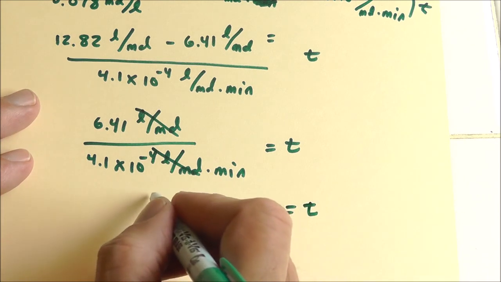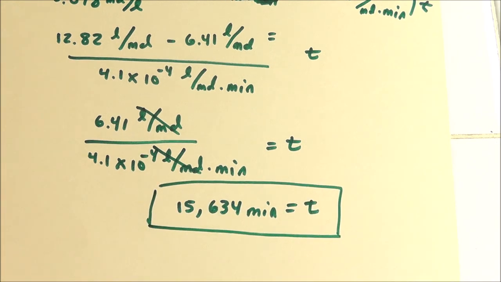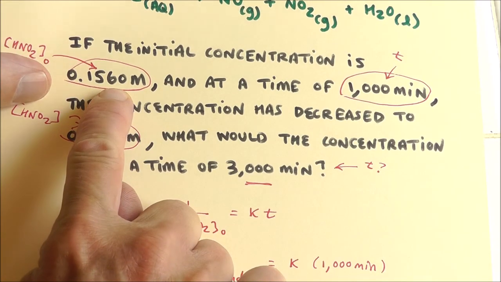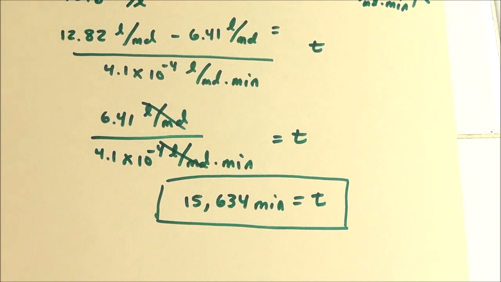Now I'm going to do something here and make a statement. I alluded to this in the last video, but maybe I didn't quite perfectly. What textbooks will do is they will call this a half-life. And they are correct to call it a half-life, because that was the time for this to go from 0.1560 to half that.